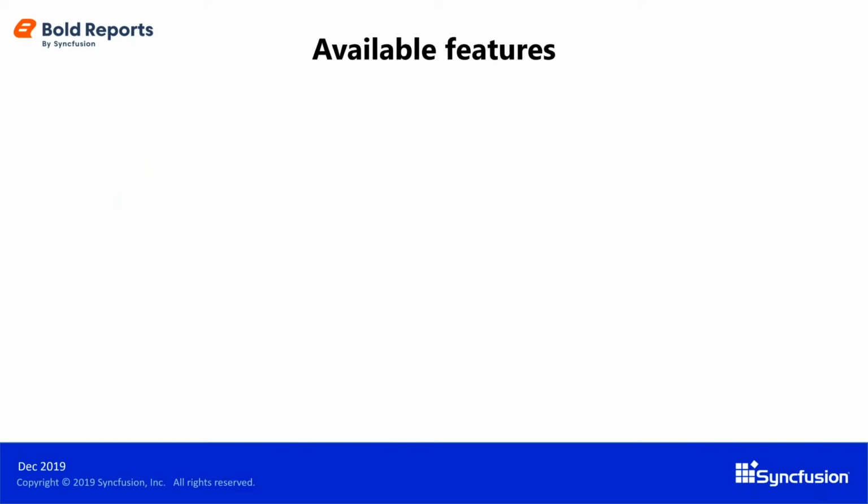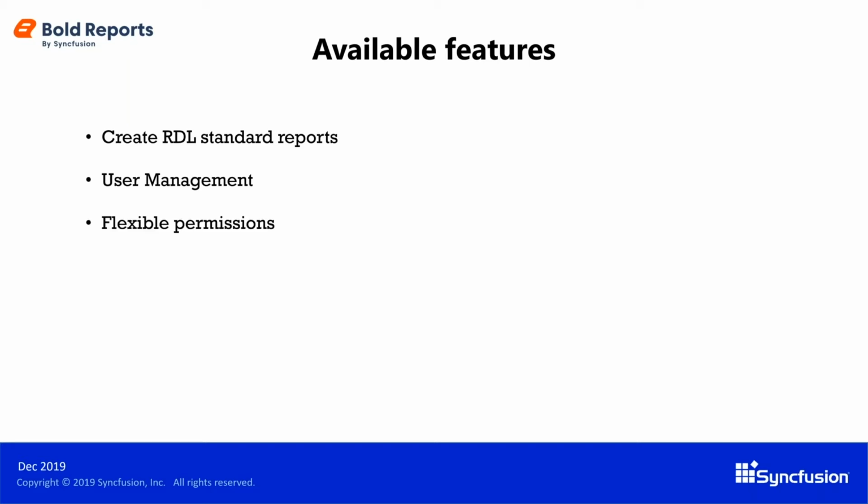Now let us see what are the major features that are available in Bold Reports. We can create RDL reports. We can create users and form groups of users so that we can form a structure that maps to small and large size organizations. With flexible permissions, we can define a role and share access to read, write, and delete those items. We have other interactive features such as schedule, export, custom branding, and collaboration. We shall discuss the rest of the features in detail.